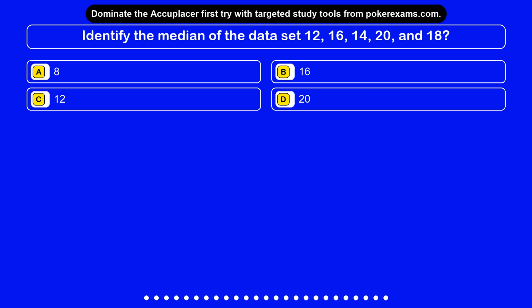Question 9. Identify the median of the data set 12, 16, 14, 20, and 18. Option A, 8. Option B, 16. Option C, 12. Option D, 20.